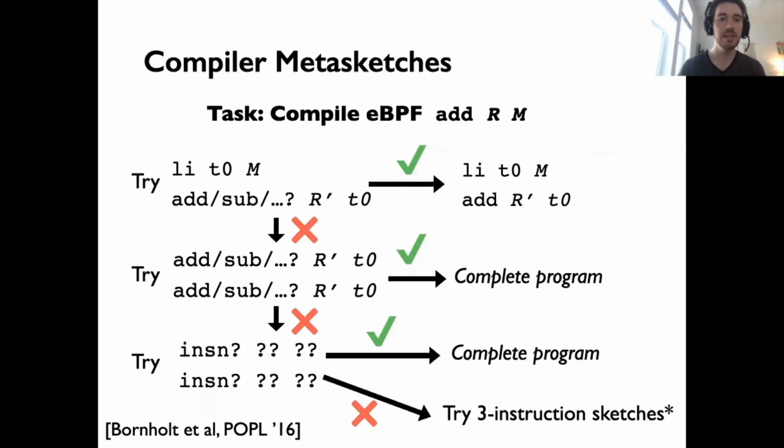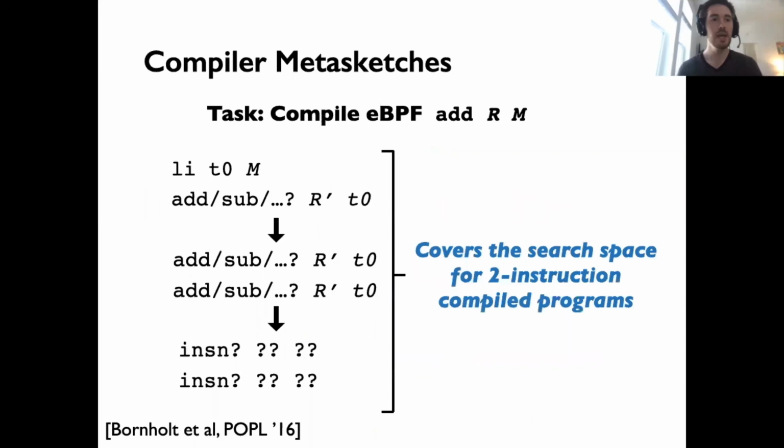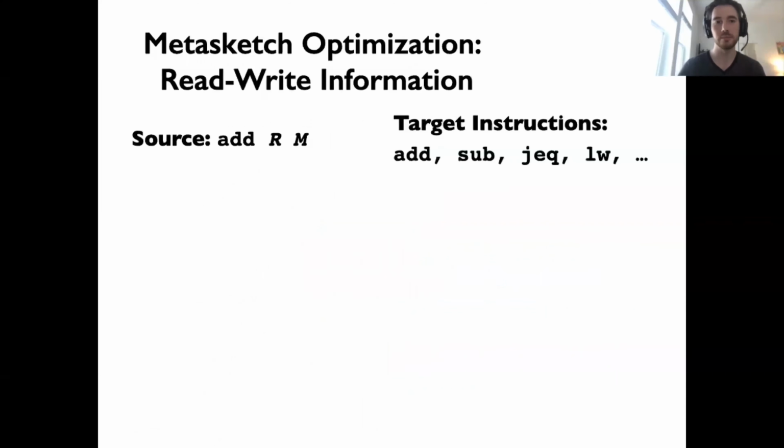Since the search through naive sketches may actually be slower than longer but restricted sketches, we run the search for differing length compilers in separate threads. We've constructed the search process to cover the space of all programs of a given length, so we know that our search is complete up to this length.